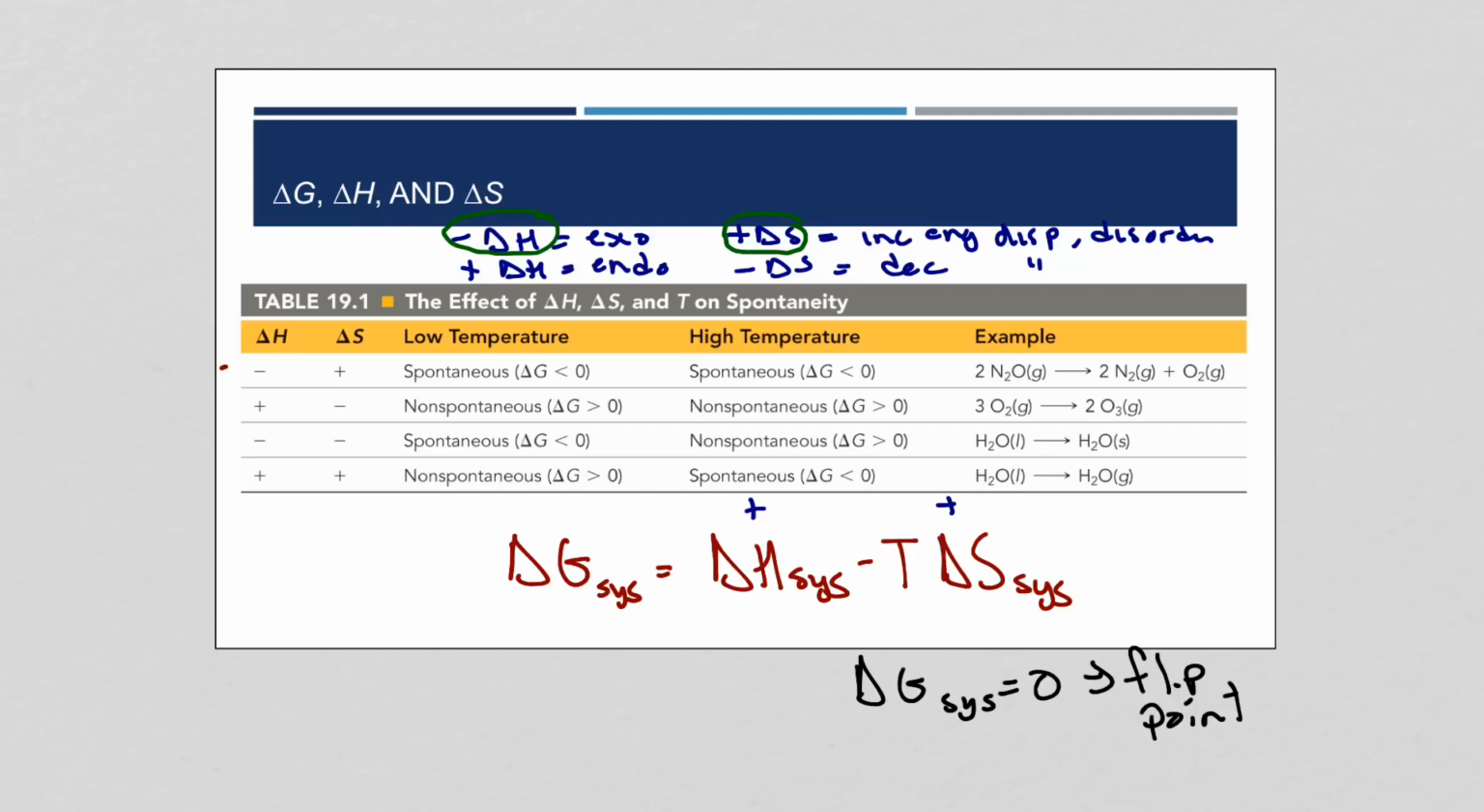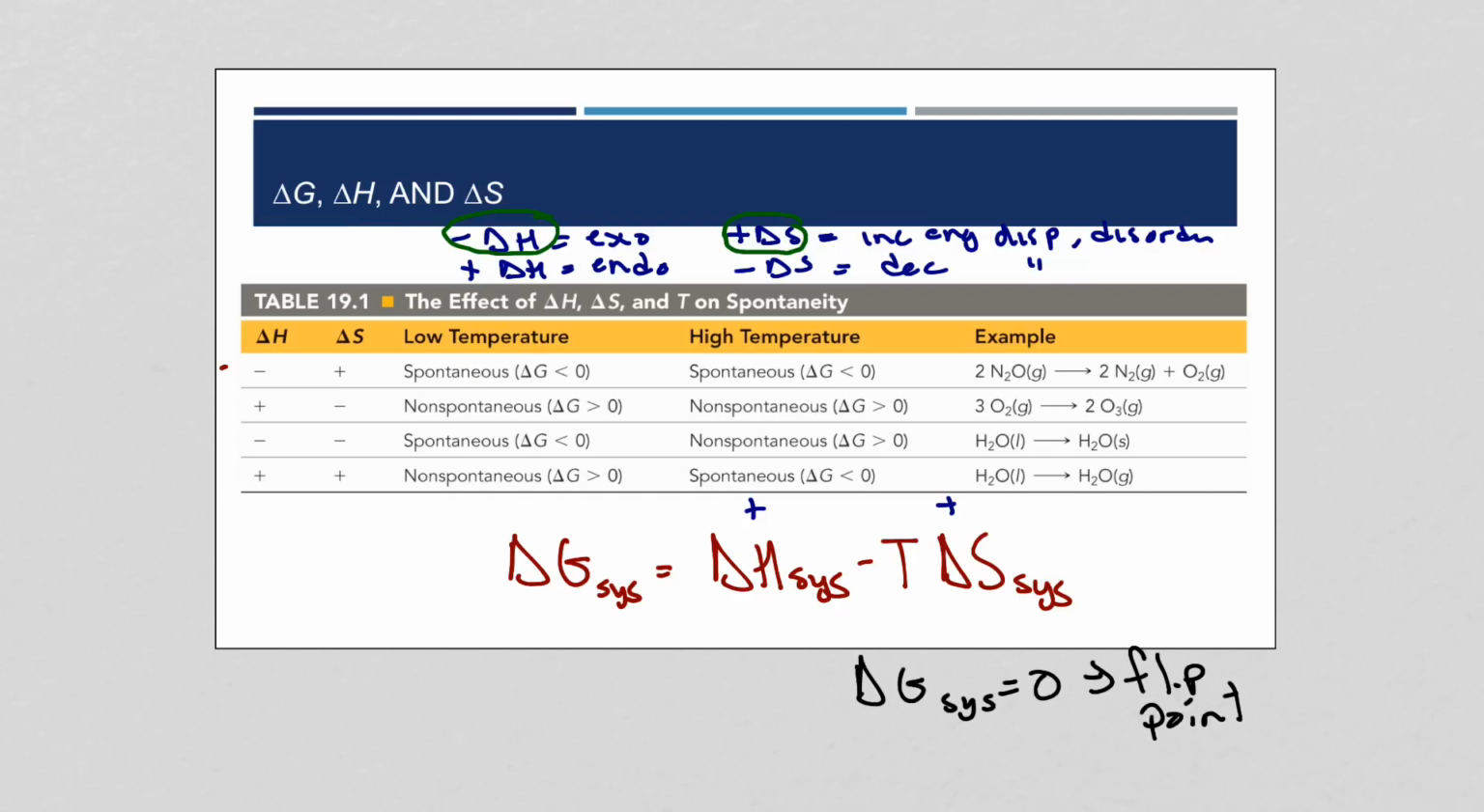And so a lot of times we can just look at the values and, without even doing a calculation, determine whether it's going to be spontaneous or not, and then we can perform the calculation to figure out what the actual delta G value is. And other times we need to plug it in to see whether it's going to be spontaneous, because the signs alone won't directly give us that answer. We need to know if we've passed that flip point.